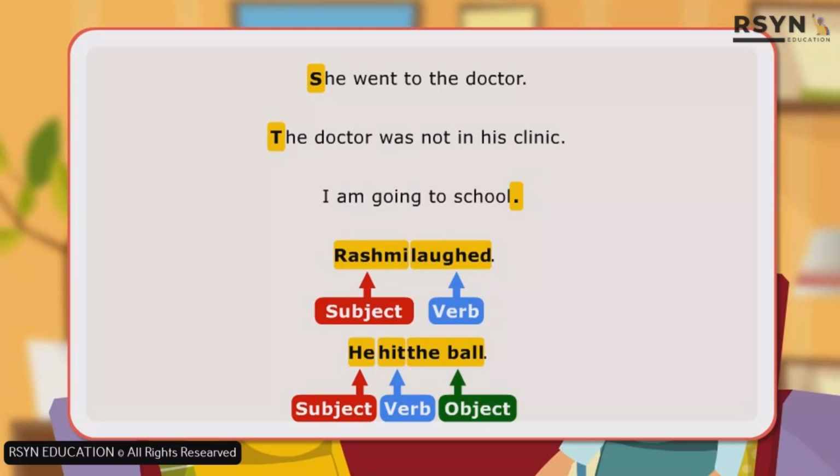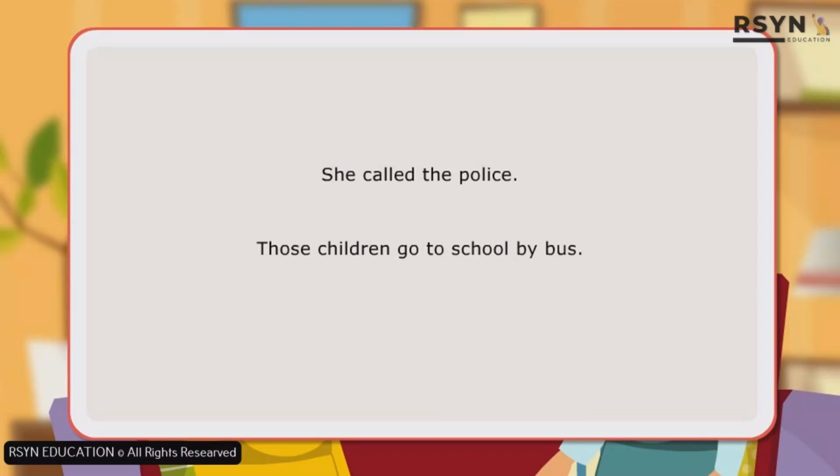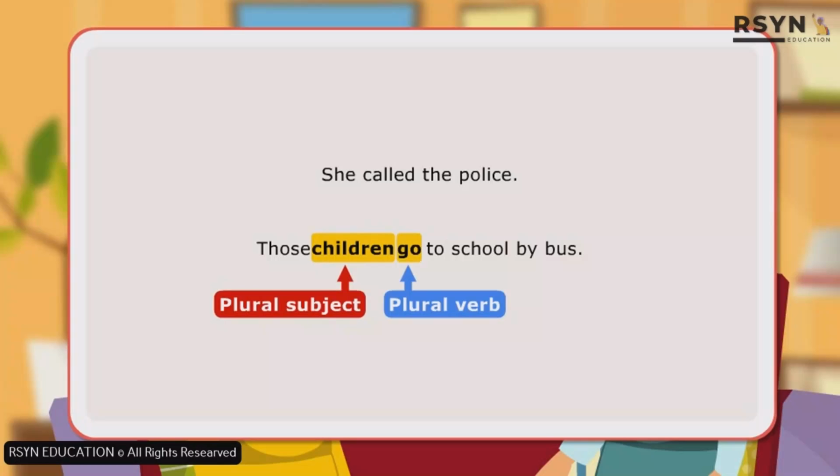A sentence must present a complete thought that can stand alone. She called the police. There must be subject-verb agreement in a sentence. Those children go to school by bus. Plural subject children takes the plural verb go.